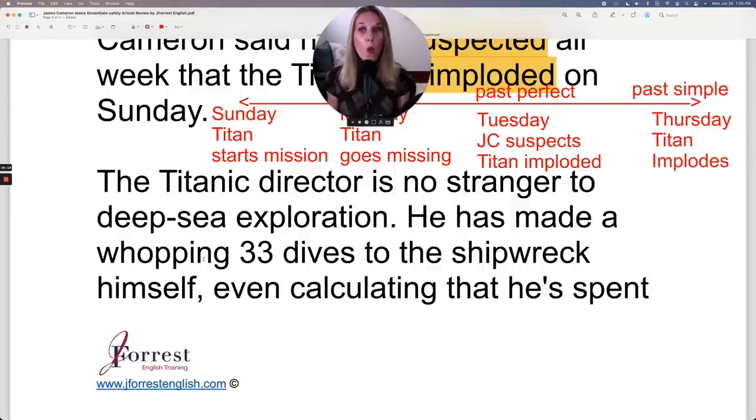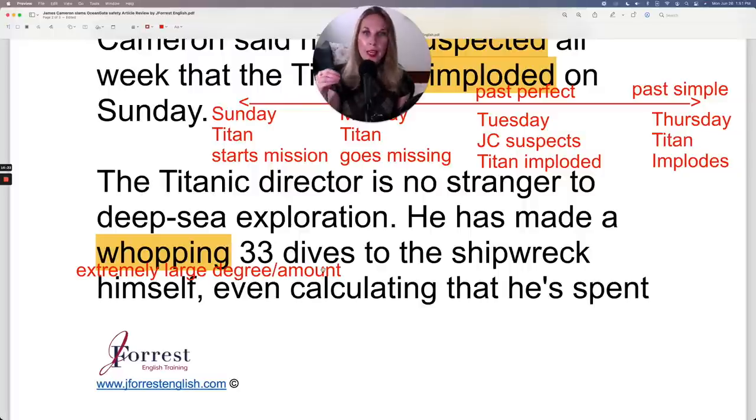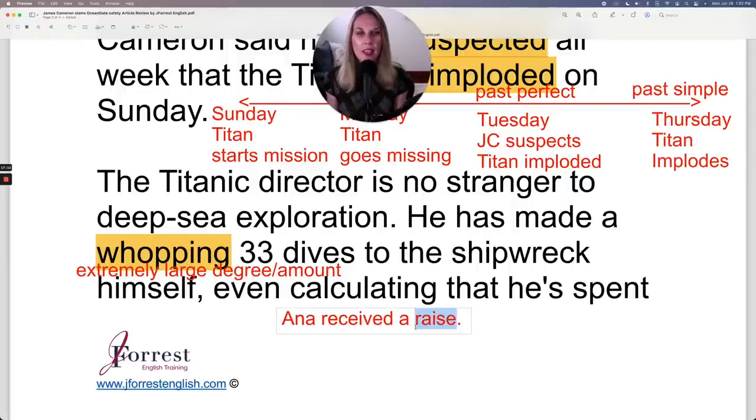He has made a whopping 33 dives. I really like this word, whopping. Whopping is an adjective that means extremely large. So it can be extremely large in degree or in amount. So let's say Anna received a raise. Right now, I don't know if it was a big raise or a small raise. Now, my adjective goes right before the noun. So I could say Anna received a whopping raise. Now you know that Anna received a really big raise, a whopping raise. So that's a fun adjective that you can add to your vocabulary.